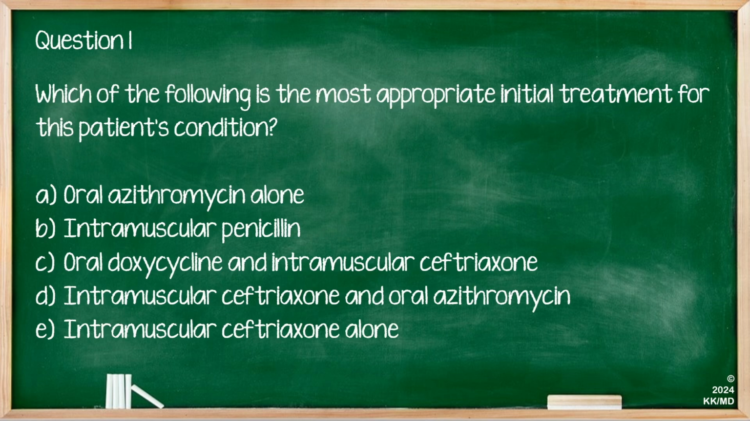So these are our options. We have oral azithromycin alone, intramuscular penicillin, oral doxycycline and intramuscular ceftriaxone, intramuscular ceftriaxone and oral azithromycin, or intramuscular ceftriaxone alone. You will remember from the presentation that it's important to try and treat coexisting potential STDs. So we do need to treat both Neisseria gonorrhoea, which is indicated by this vignette, as well as the other common STD, which is chlamydia. Given all of this, the correct answer in this case is D.